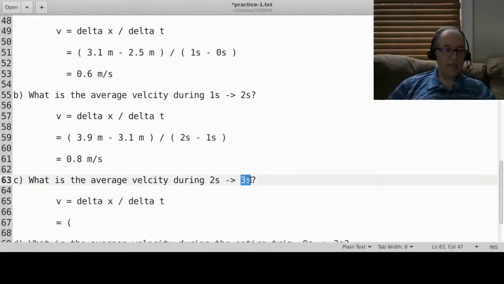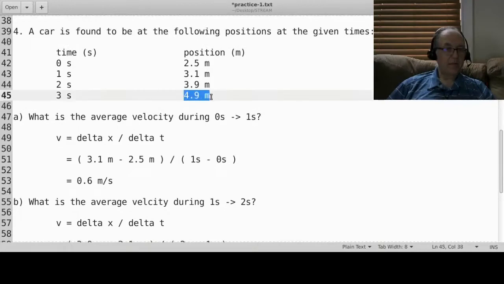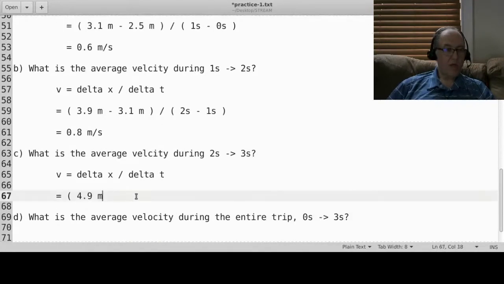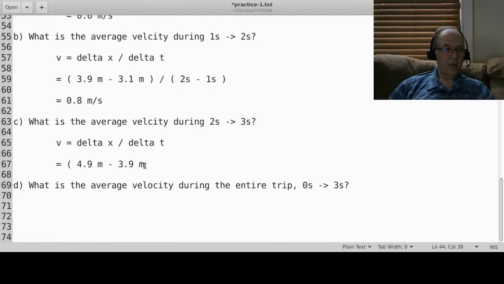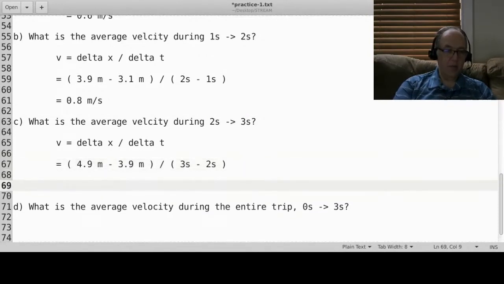So where is it at 3 seconds? At 3 seconds, it's at 4.9. And where is it at 2 seconds? Its position at 2 seconds is 3.9. And divided by the time interval. Well, you end at 3 seconds, you started at 2 seconds, so it's going to be 3 seconds minus 2 seconds, and that's going to equal 1.0.